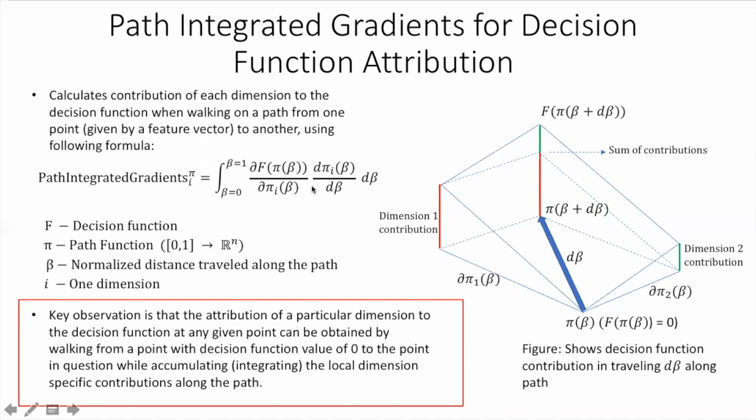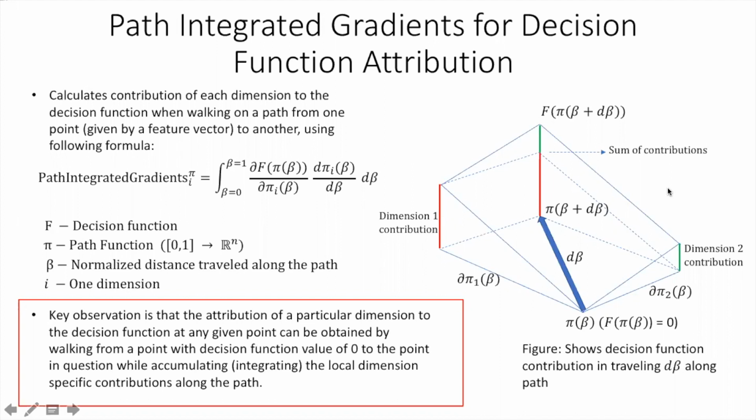Here, path integrated gradients, pi comma i, is the contribution of dimension i. F is the decision function that is being attributed. Pi mathematically represents the path traveled between the points, and beta is the normalized distance traveled on the path. The main idea of the integrated gradients algorithm is best understood by the visualization here.